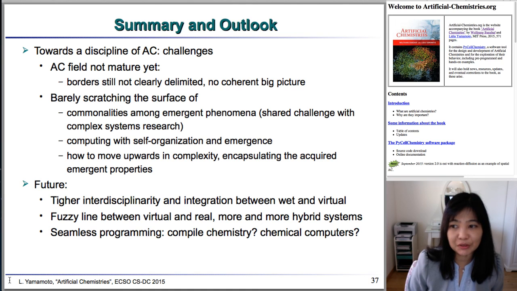And in the future, I would like to see a lot more interdisciplinarity, like hybrid systems that mix the wet and the virtual, or wet and electronics. And then perhaps seamless programming, like how to program artificial chemistries in a way that both the wet and simulated computation models look a little bit similar.